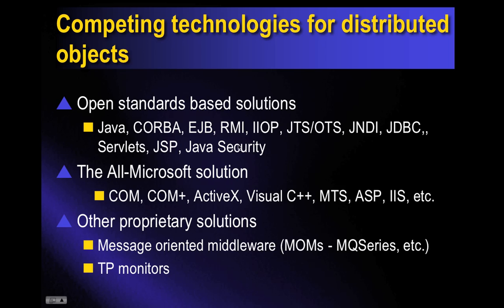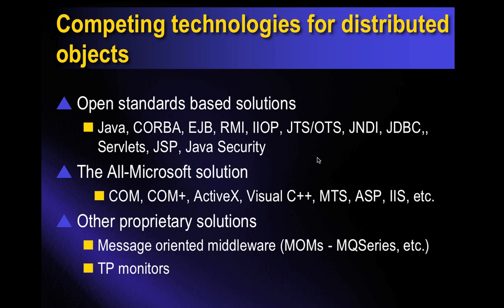So, competing technologies for distributed objects. What we're looking at is the open standard-based solutions: Java, CORBA, Enterprise Java Beans, as I just went through in the last day or so, and RMI. These are all different technologies that follow the same basic solution, except they're used for different purposes. CORBA is sort of a replacement for the servlets for the Enterprise Java Beans, but it works with them. It can also work with RMI, it can also work with JDBC, and a bunch of other competing technologies.